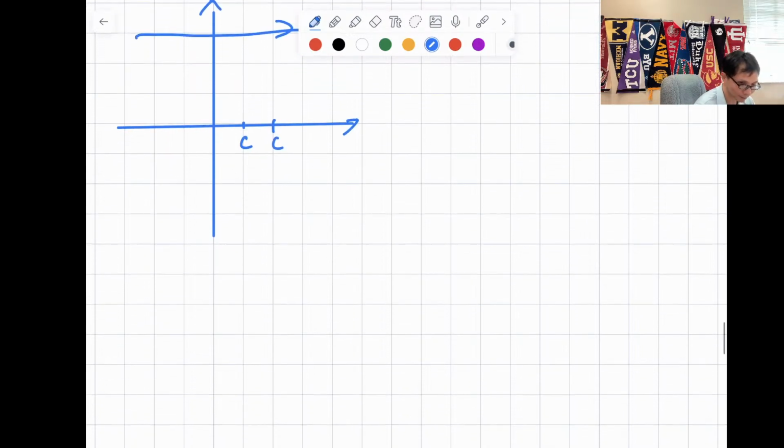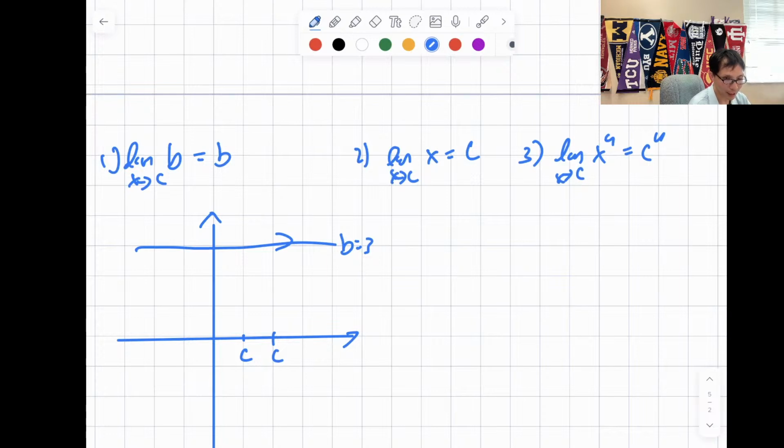Get back up from x to the n. Yeah, x to the n will be C to the n.